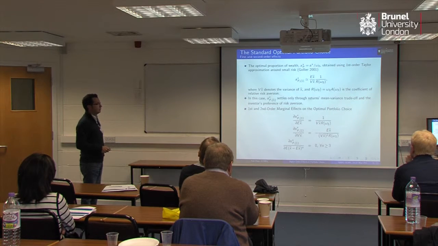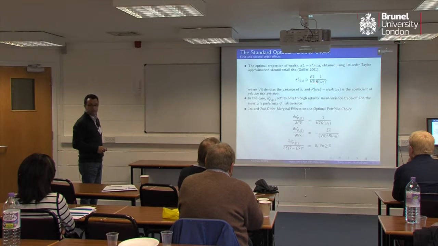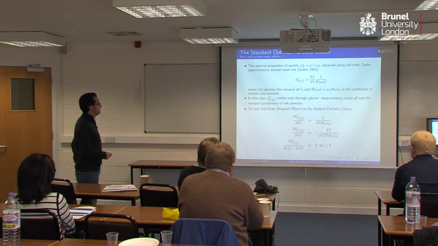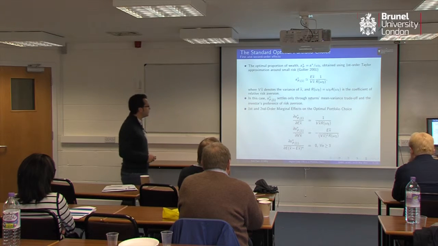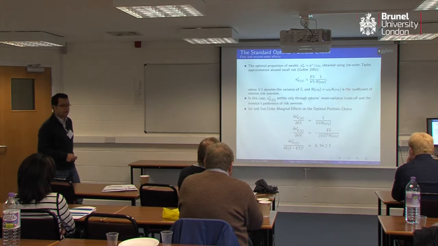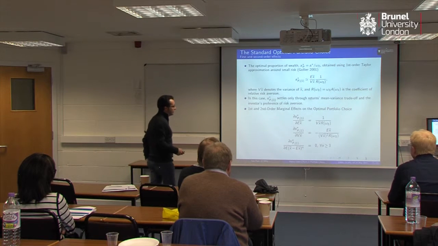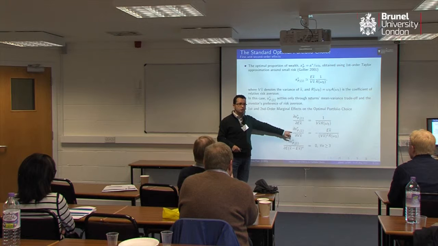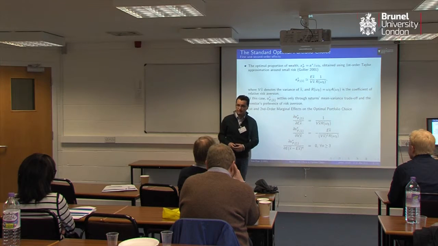Now, we are all very much aware of the standard optimal condition for the proportion of wealth invested in the risky asset, and that is basically the mean over the variance times 1 over the relative risk aversion. So this is the standard result in a mean variance framework. In this case, the optimal solution only settles through the mean variance trade-off, and we use that very often. And you can obtain the marginal effects of the statistical moments on the proportion of wealth invested in the risky asset.